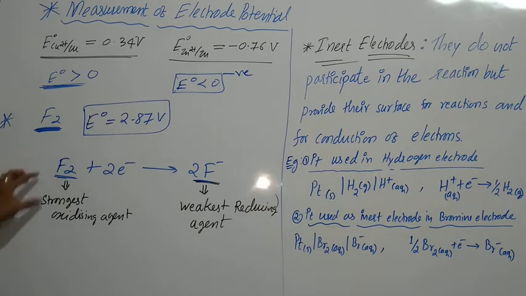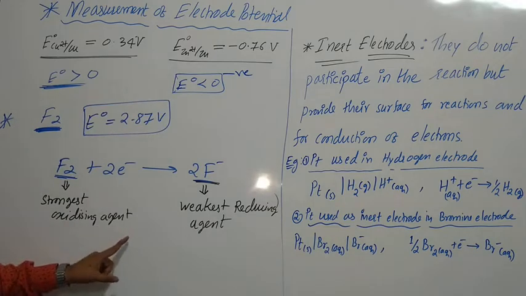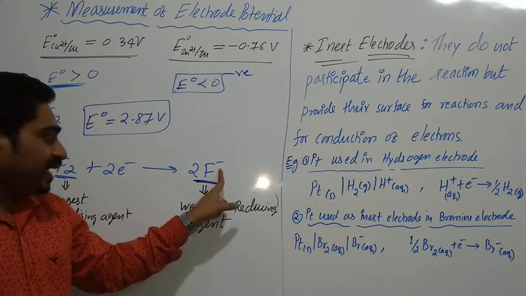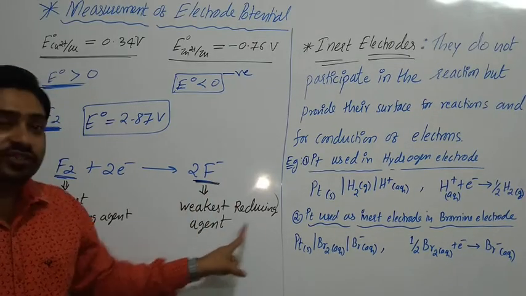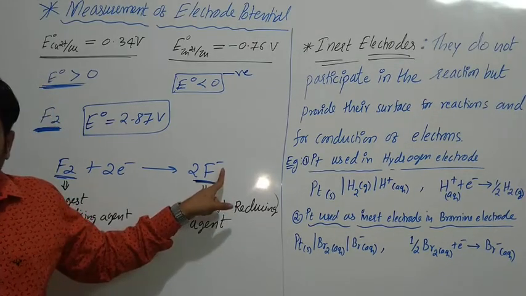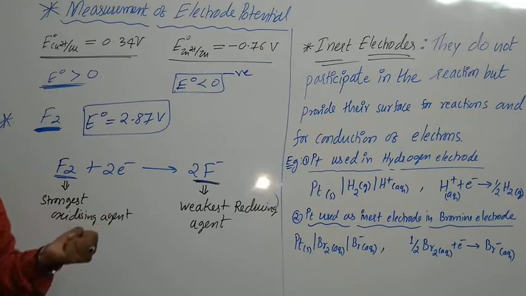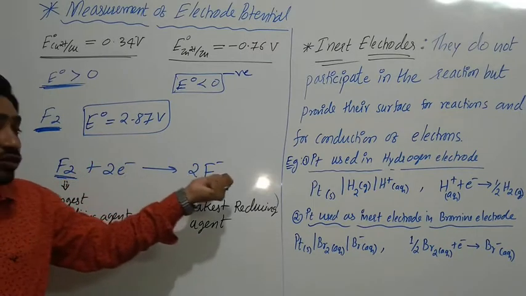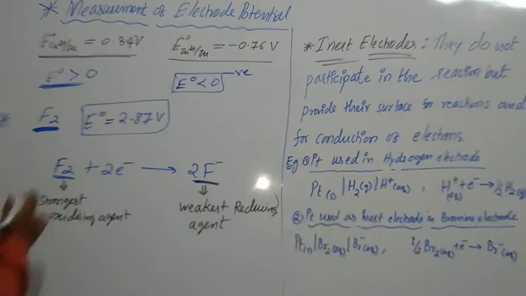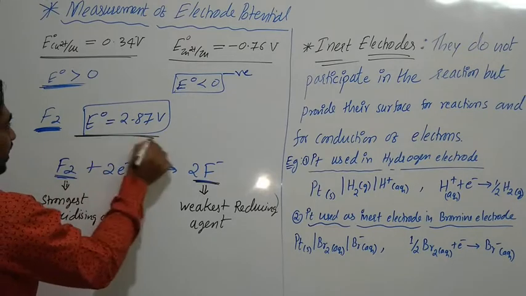Here our fluorine is the strongest oxidizing agent, and our fluoride ion is the weakest reducing agent, as it doesn't want to give electrons. Why is it the strongest oxidizing agent? Because it will snatch electrons from any source and be converted into fluoride ions. So the electrode potential of fluorine is highest.